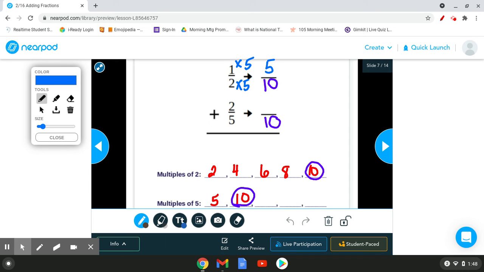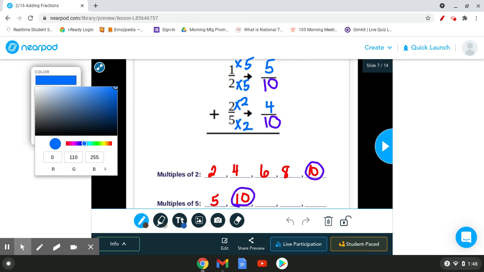So now let's go to the second fraction. Thinking to myself, what did I do to the 5 to make 10? 5 times 2 makes 10. So whatever I do to the bottom, I do again to the top. 2 times 2 is 4. So now I can go ahead and add because I have the same size pieces, and there's my new problem.